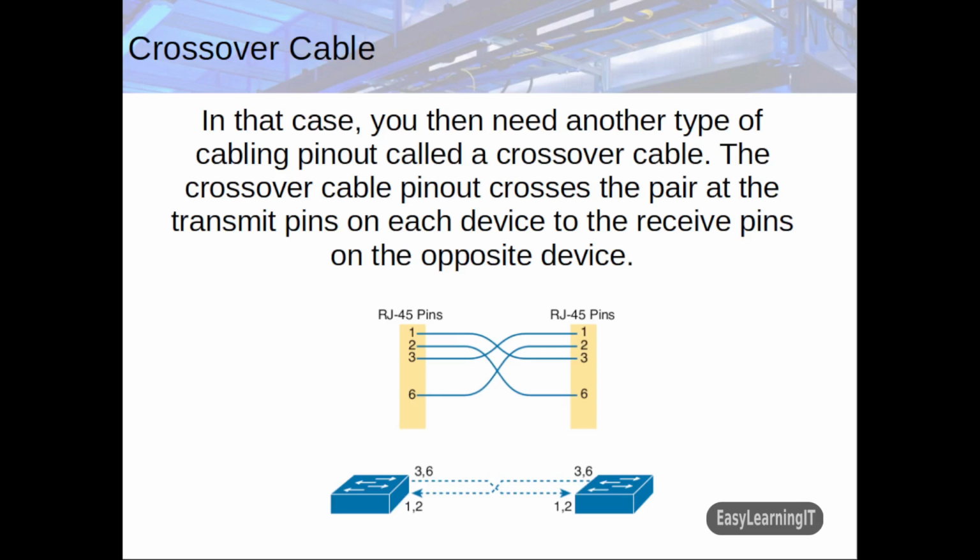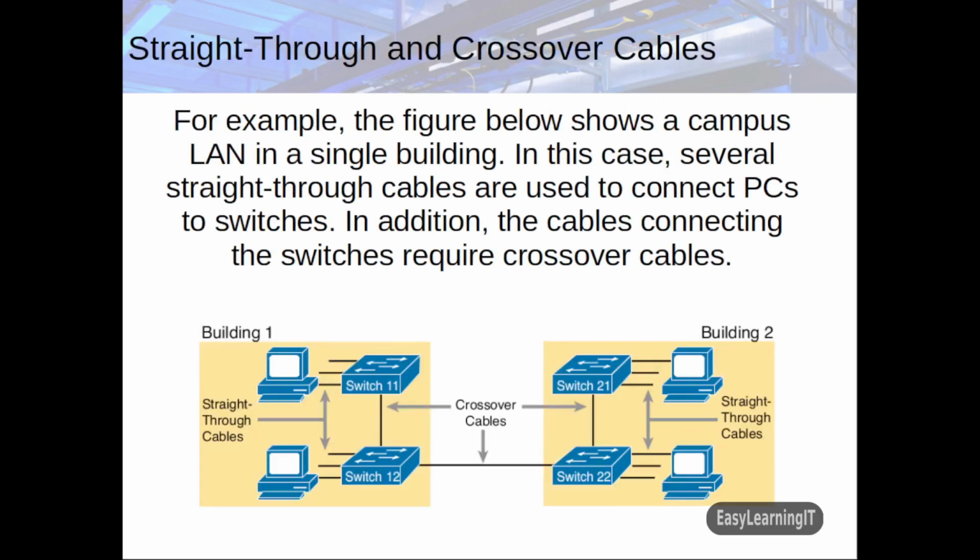In that case, you then need another type of cabling pinout called a crossover cable. The crossover cable pinout crosses the pair at the transmit pins on each device to the receive pins on the opposite device. For example, the figure below shows a campus LAN in a single building. In this case, several straight-through cables are used to connect PCs to switches. In addition, the cables connecting the switches require crossover cables.